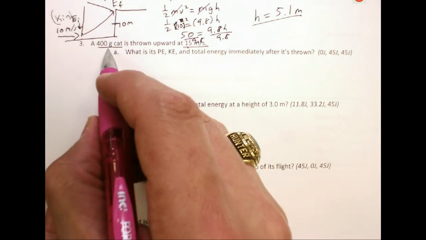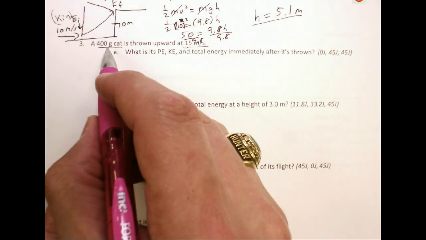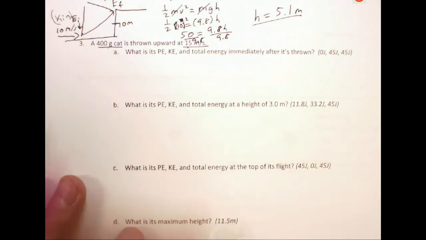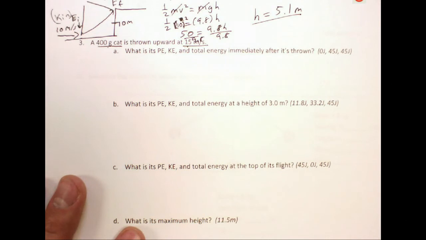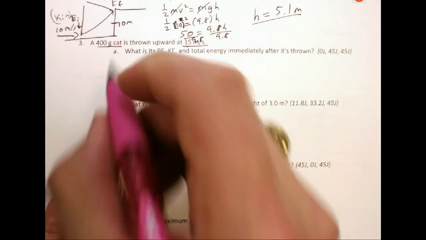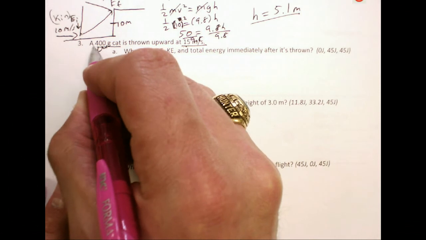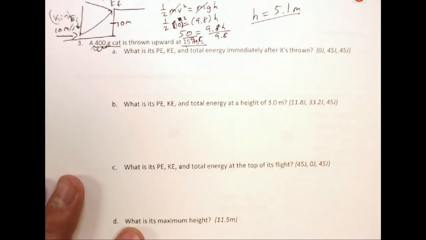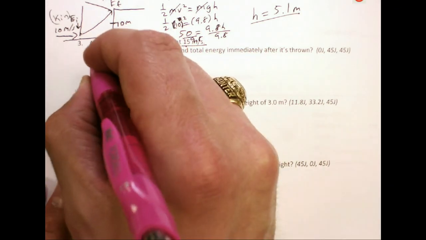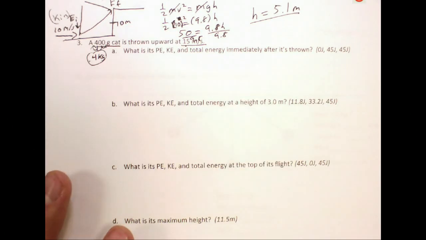The very first thing I want you to notice is that 400 grams is not in the right units. We've got to have our mass in kilograms. And to go from grams to kilograms, we go 3 decimal places to the right, or divide by 1,000. So this is going to be 0.4 kilograms. That's the mass of our cat, 0.4 kilograms.